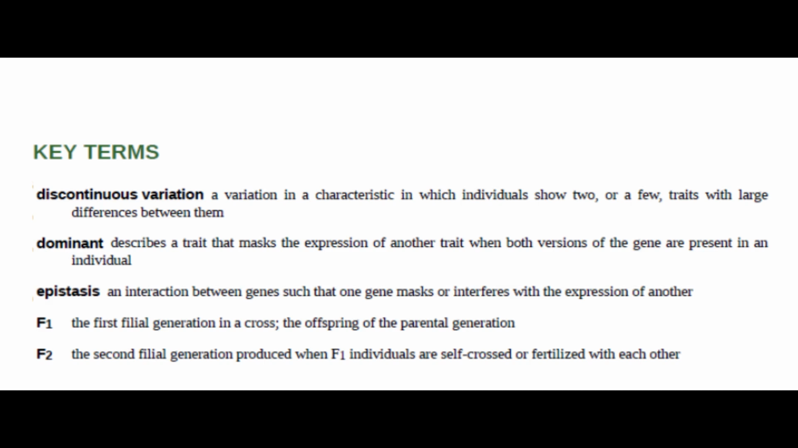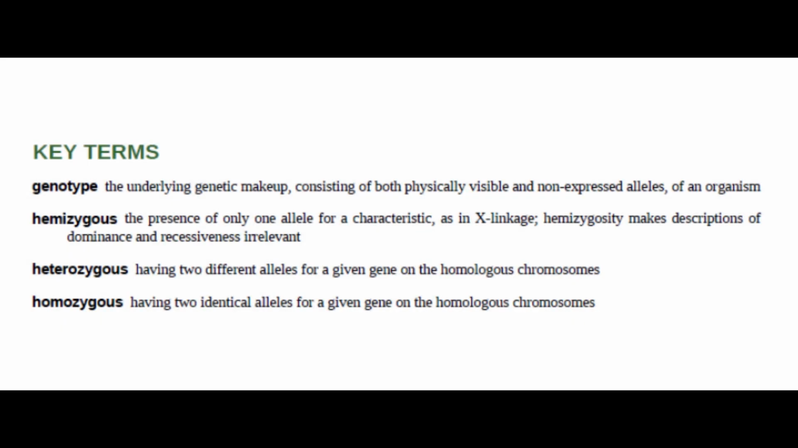F1. The first filial generation in a cross, the offspring of the parental generation. F2. The second filial generation produced when F1 individuals are self-crossed or fertilized with each other. Genotype. The underlying genetic makeup consisting of both physically visible and non-expressed alleles of an organism. Hemizygous. The presence of only one allele for a characteristic, as in X linkage. Hemizygosity makes descriptions of dominance and recessiveness irrelevant.